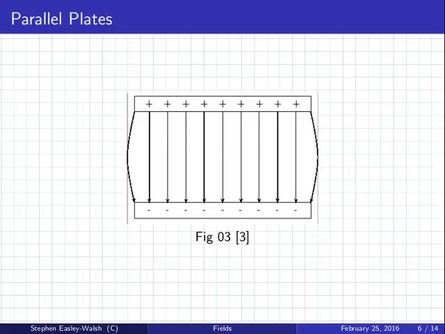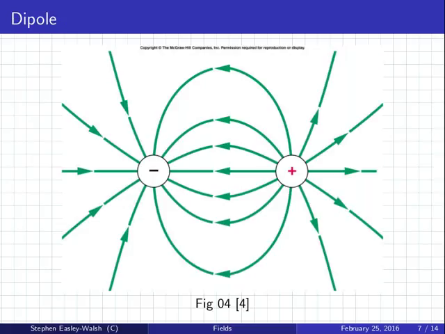And the fourth type is one you've seen already. The fourth one is called a dipole, and this is when you have a positive with a negative, like this.